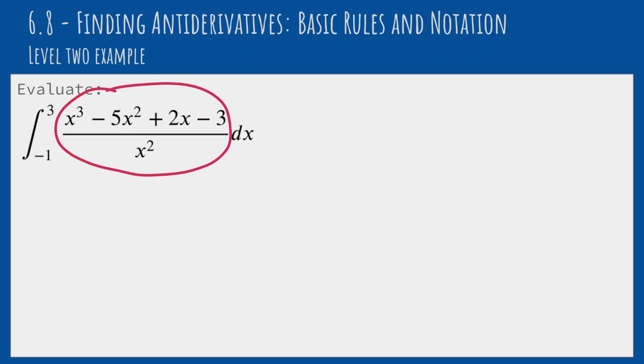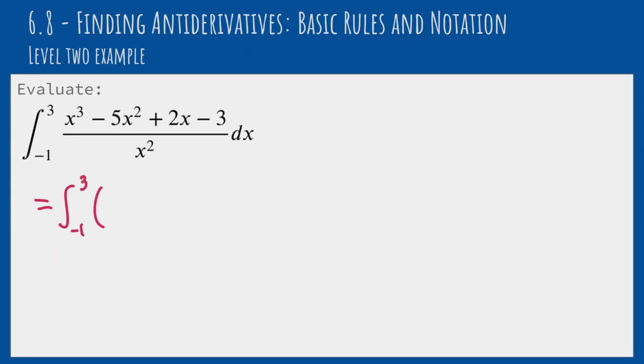If we only have one term in the denominator, we can divide each numerator term by x squared. So this is going to be the same thing as the integral from -1 to 3. I am going to group this with parentheses because we are going to have more than one term. x cubed divided by x squared is just going to be x. -5x squared divided by x squared is going to be -5. 2x divided by x squared is going to be 2 over x.